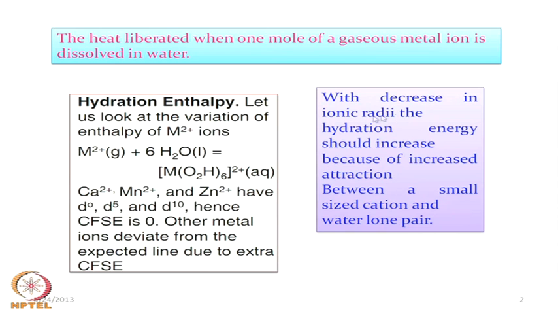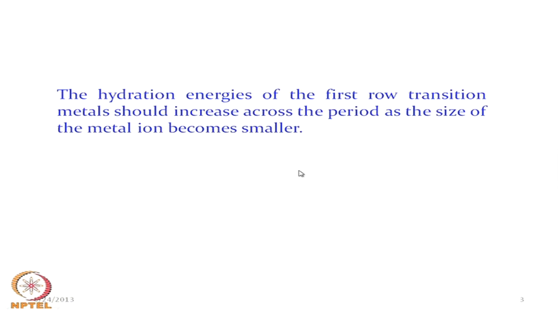So, what we see is that with the decrease in ionic radii, the hydration energy should increase, because of the increased attraction between a small sized cation and a water lone pair. The cation is very small because it is dipositive, and with the water lone pair we can have the corresponding interaction, because the water molecule will face with its negatively charged dipolar end, that means the oxygen end, towards the metal center, and we have the metal ion to oxygen interaction, and slowly the corresponding MO bond is forming, and this interaction is increasing as the ionic radii change. So, if the ionic radii is decreasing, our hydration energy should be more.